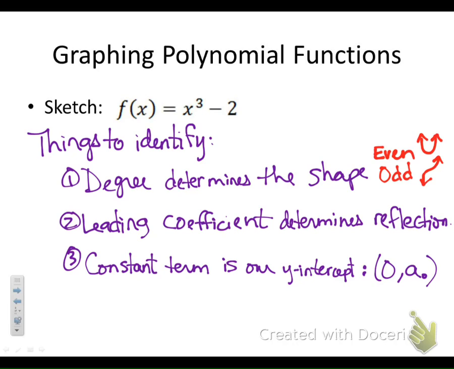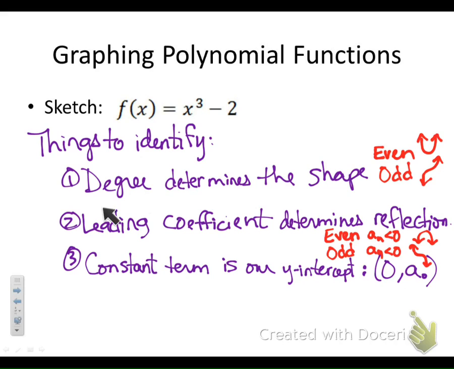Leading coefficient determines reflection. So if you have an even degree but your leading coefficient is negative, it's a reflection flipped down. If you have an odd degree, but your leading coefficient is negative, then that means you have a reflection, the S is flipped. Constant term at least gives us a point to have.